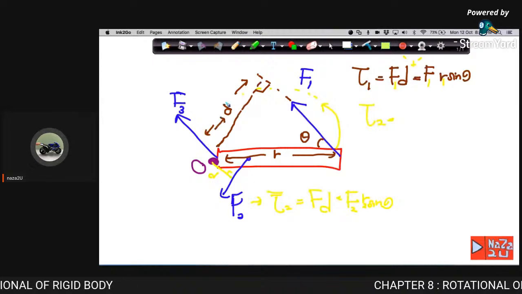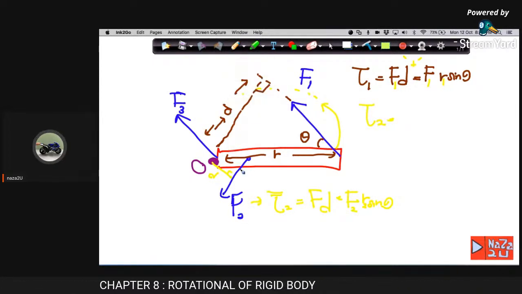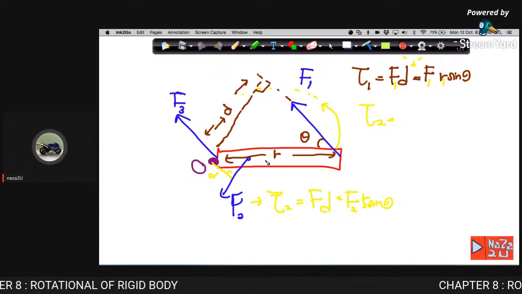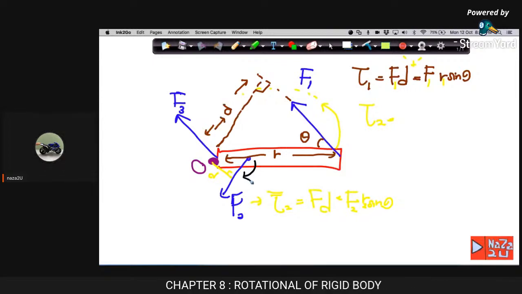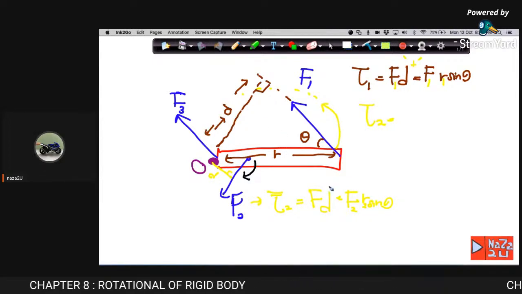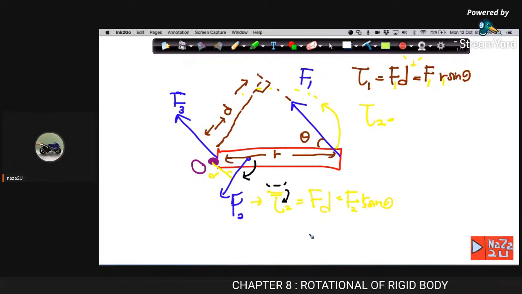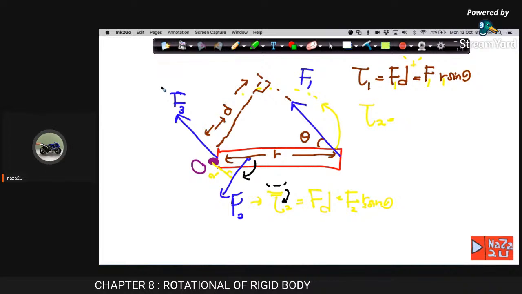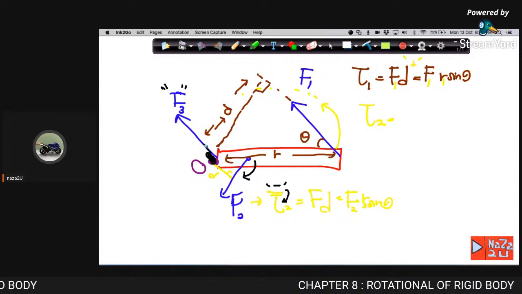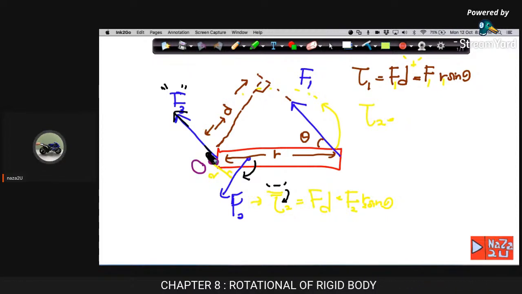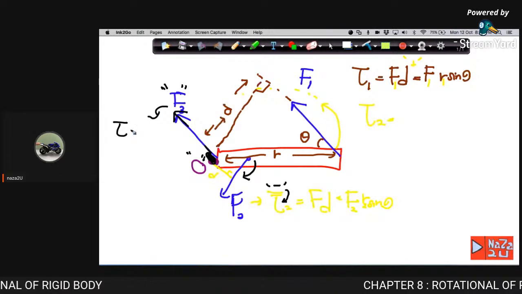But the direction of the F2: when the F2 acts on the metal rule here, the metal rule moves clockwise. So clockwise, depending on the convention, we have a negative torque for the force 2. And next we have the F3. F3 is on the same line of the force as the pivot point O. So here, torque is equal to 0.